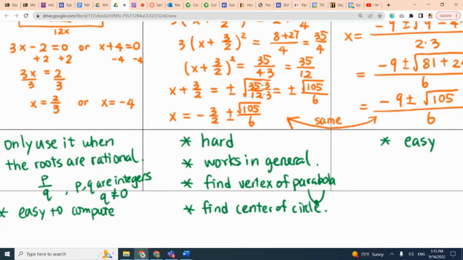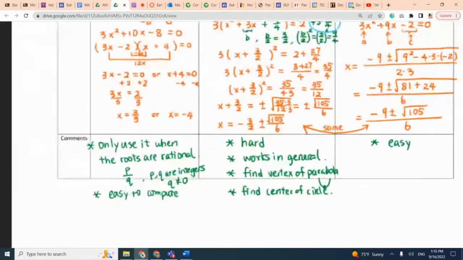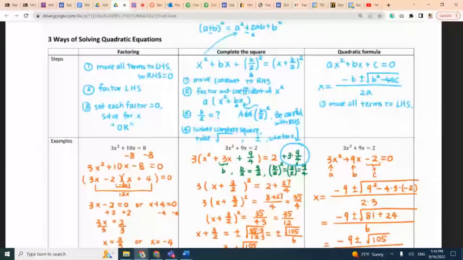And you will see this is the same answer when you use the quadratic formula. You get the same answer. So this is the method of completing the square. In general, this is hard, but it works in other applications. For example, you can use it to find the vertex of a parabola. You can use it to find the center of a circle. And it's also useful in calculus 2 and higher math courses. So it depends on whether you need to take calculus and above.